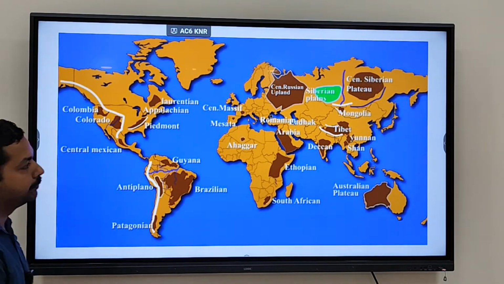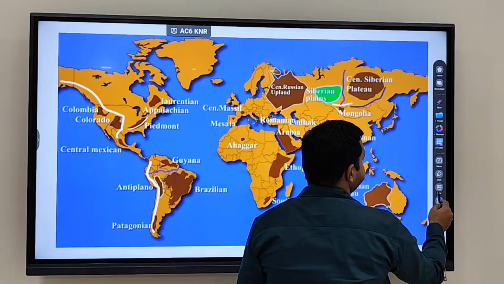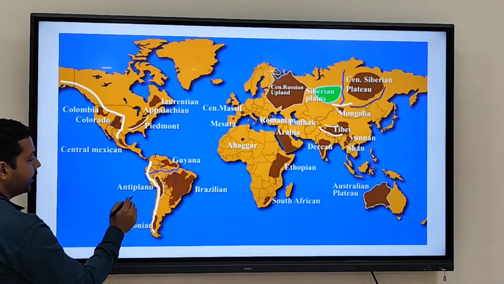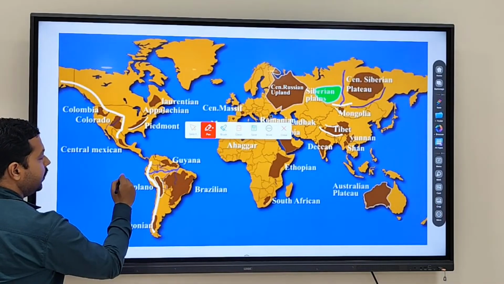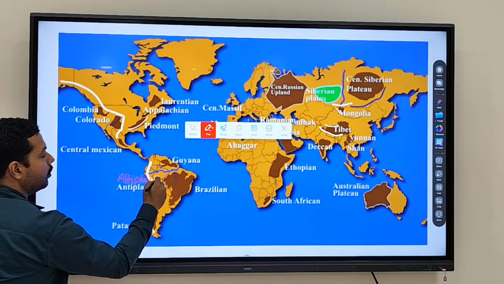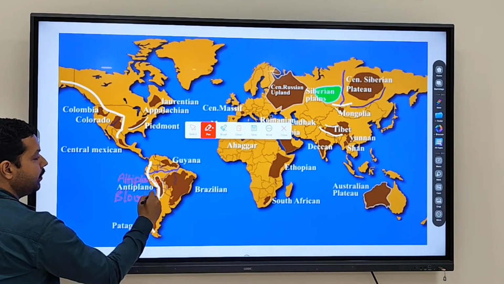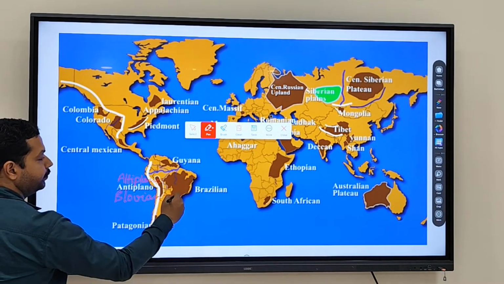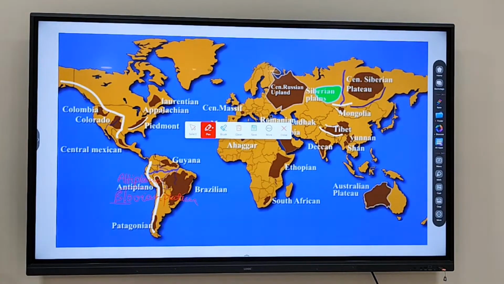Next, you write down regarding it: Altiplano, or Bolivian Plateau. So we discussed which lake lies over Bolivia and Peru. Lake Titicaca. We discussed Lake Titicaca lies on Bolivia and Peru. So here lies the Bolivian Plateau.